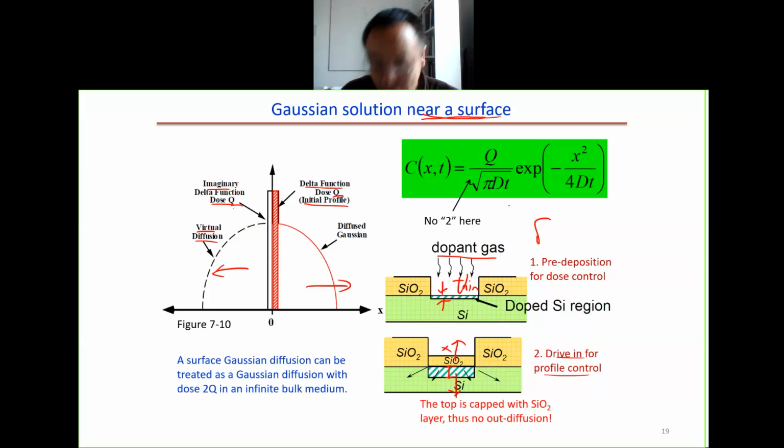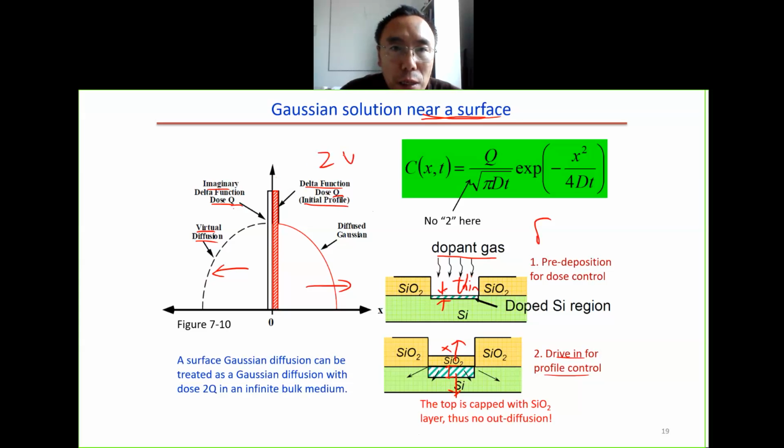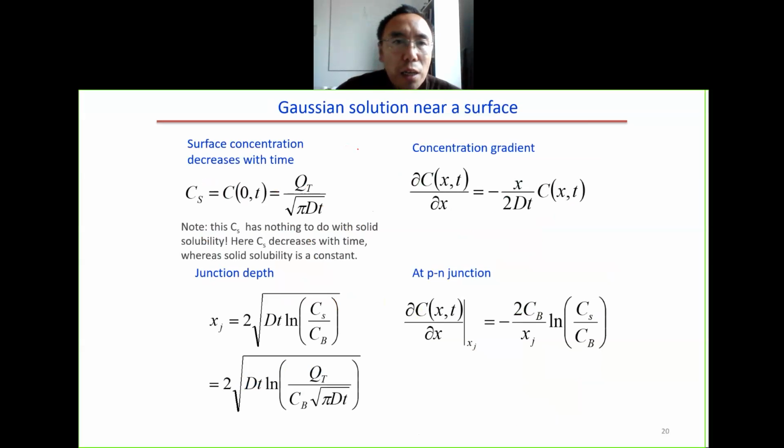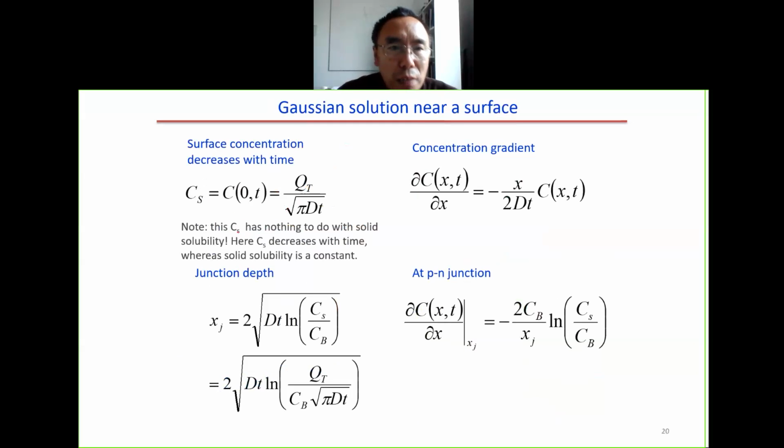Now this profile is the same as the earlier one, except that there is a factor of 2, because here we have 1Q, and there we have 2Q. So this is the solution for this case. For the top surface, we set x equal to 0, so we have this profile. This Cs has nothing to do with the solid solubility. It is just the dopant concentration near the surface, and it will decrease with time.